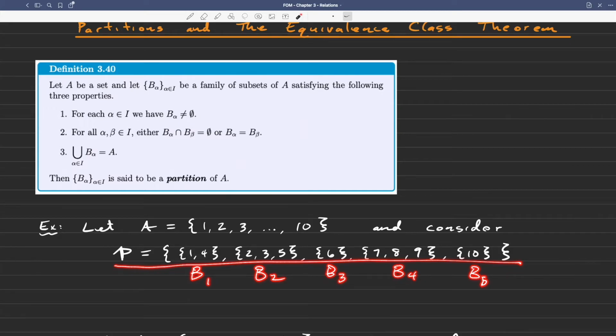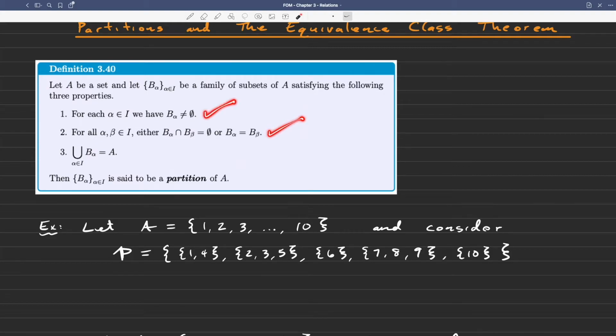Then I need to examine: are those distinct sets disjoint from one another? Is there any overlap happening? Doesn't look like it. 1 and 4 don't overlap with any of the other sets. Do you see 2, 3, or 5 in any of the other sets? No. Look at this set, 6. Do you see 6 in any of the other sets? No. 7, 8, 9. Do you see 7, 8, or 9 in any of the other sets? I don't. And for the singleton 10, do you see 10 in any of the other sets? No. So the second property here is satisfied.